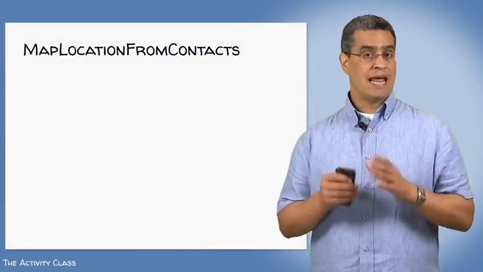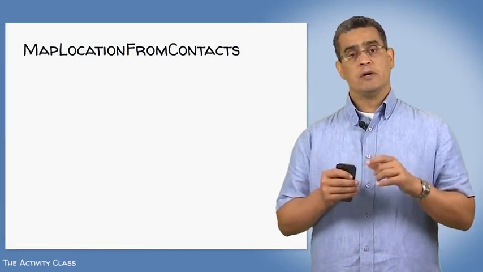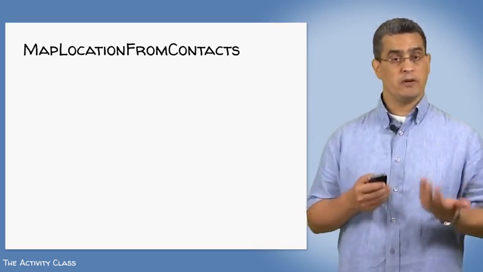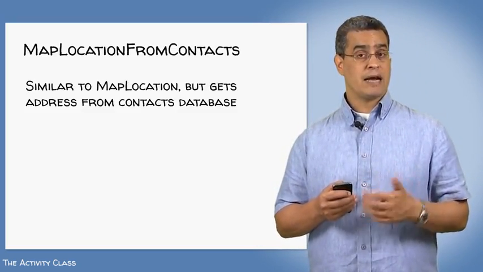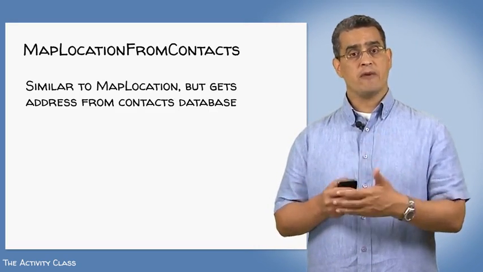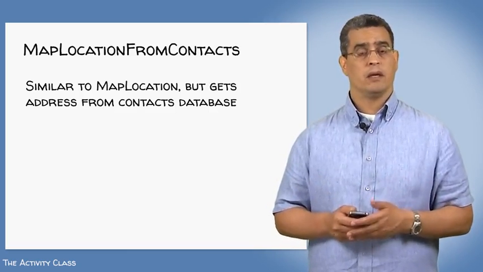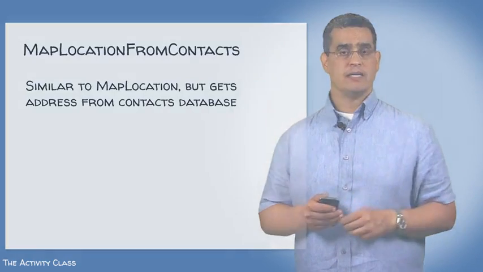Now you remember that entering an address in Map Location was pretty slow. Well, here I'm going to show you a different application that instead of asking the user to enter an address through the keyboard, will allow him or her to select a contact from the Contacts application and use the address of that contact as the address to center the map on. Let's take a look at this application called Map Location from Contacts.